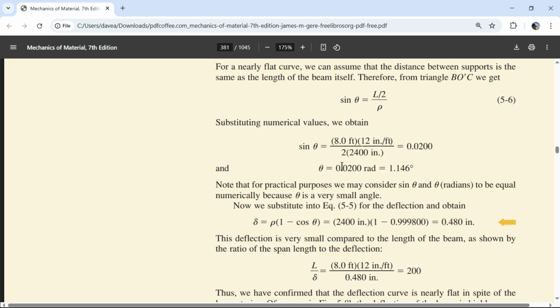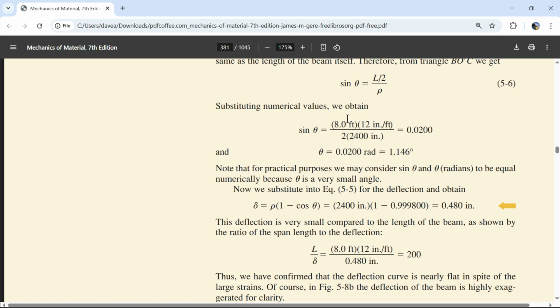Substituting these numerical values, we get sine theta is equal to 96 divided by 2 divided by that radius of 2400, and then this number is 0.02, and that is 100% accurate. The angle is 0.02. It's not approximate. They do a small angle approximation, but they didn't need to, like I said.